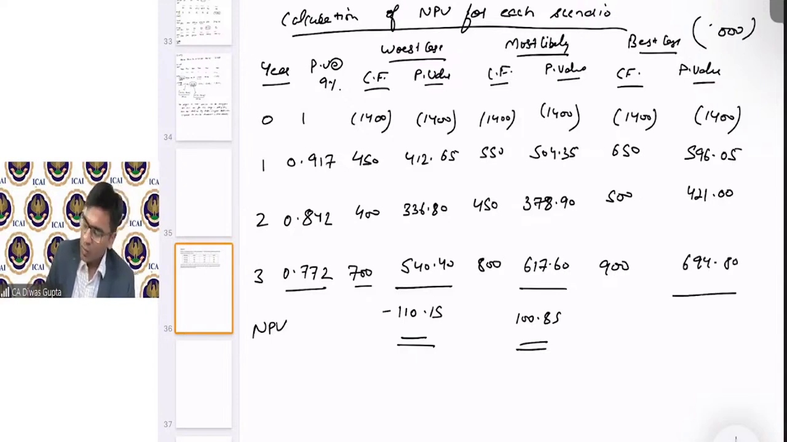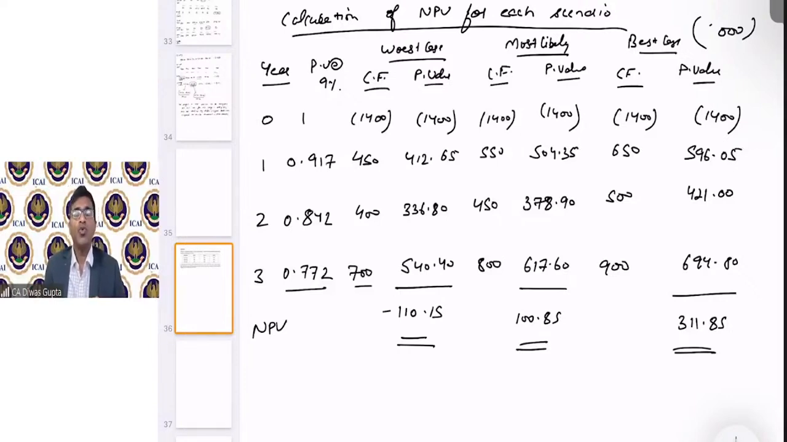694.80. The total becomes 311.85. So the NPV here comes out as 311.85. So three different scenarios, three different calculations. Only thing is that we have taken the different scenario itself.